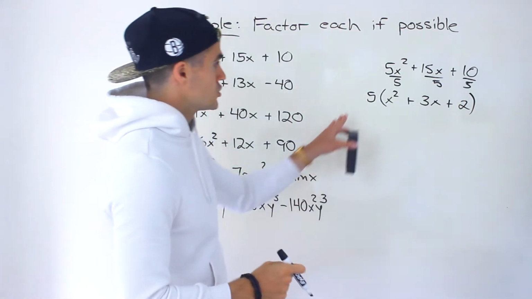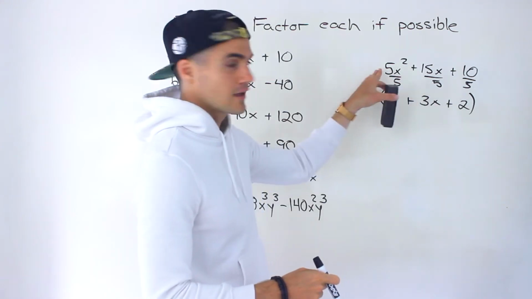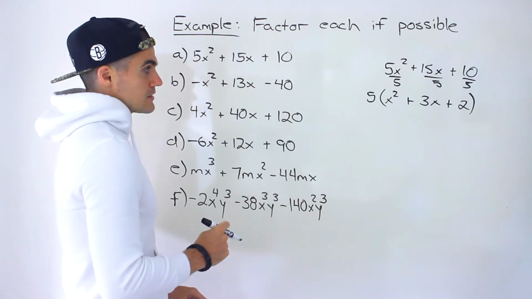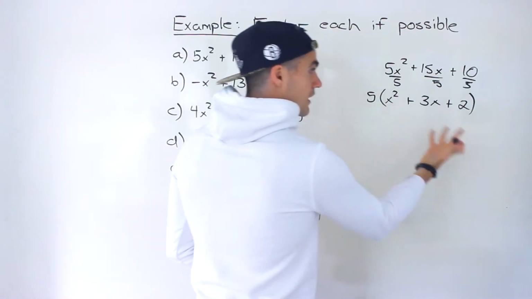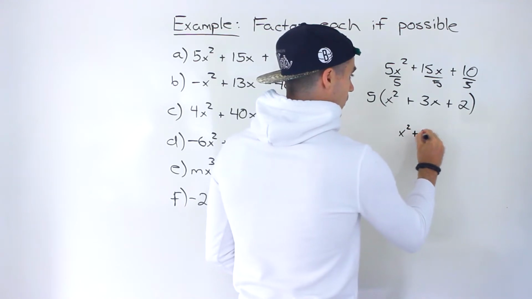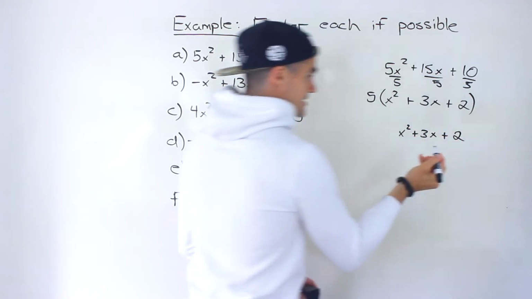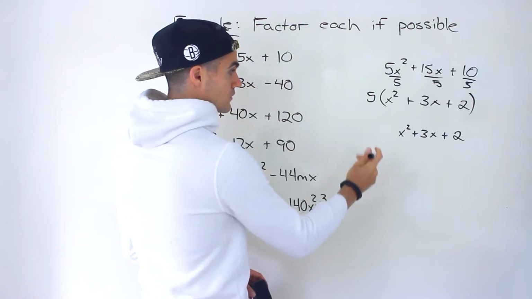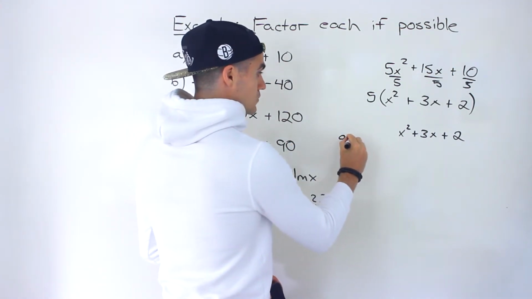And then you can always check. You could redistribute the 5 in the bracket. Make sure you get that initial expression. So from here, notice in this bracket, nothing else we could take out. So let's actually just work with that quadratic itself right here. And then we'll come back to this main work up here. So let's factor this. So let's go into the decomposition.